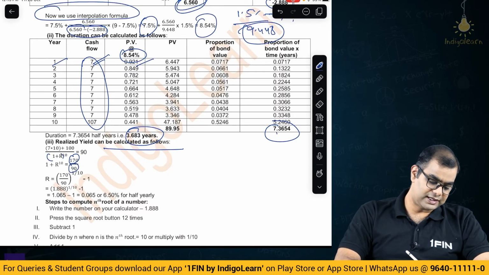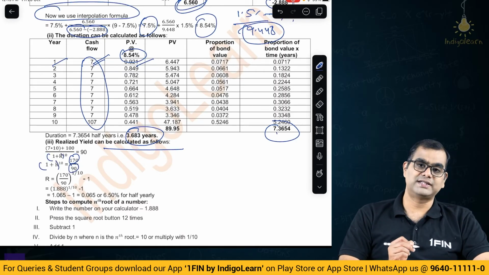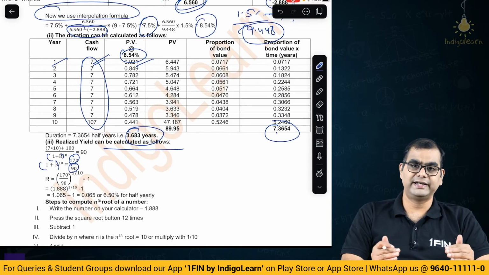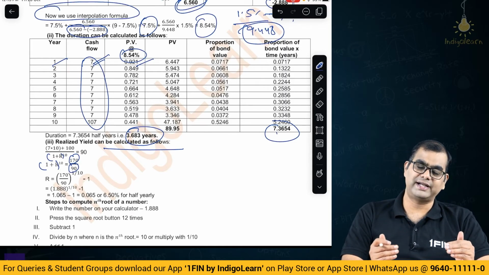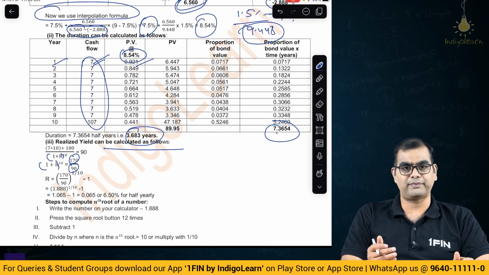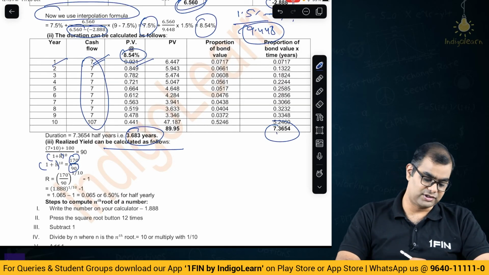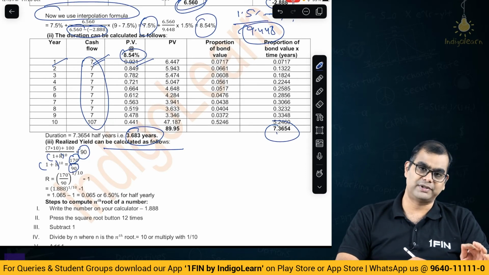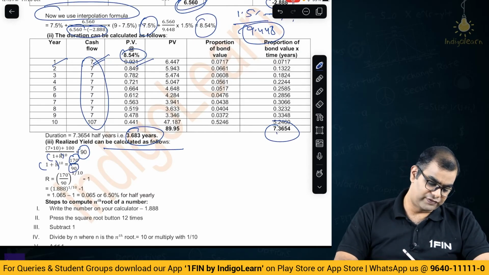Now (1 plus r) whole power 10 is 170 by 90. How am I getting 1 plus r? Yield is the rate at which the present value of all inflows equals either the issue price or the current market price. Here the current market price is 90. So you are discounting all these inflows, the coupons not available for reinvestment and the maturity value, at some r percentage, which is why you use (1 plus r) whole power 10. So you find the 10th root of 170 by 90.